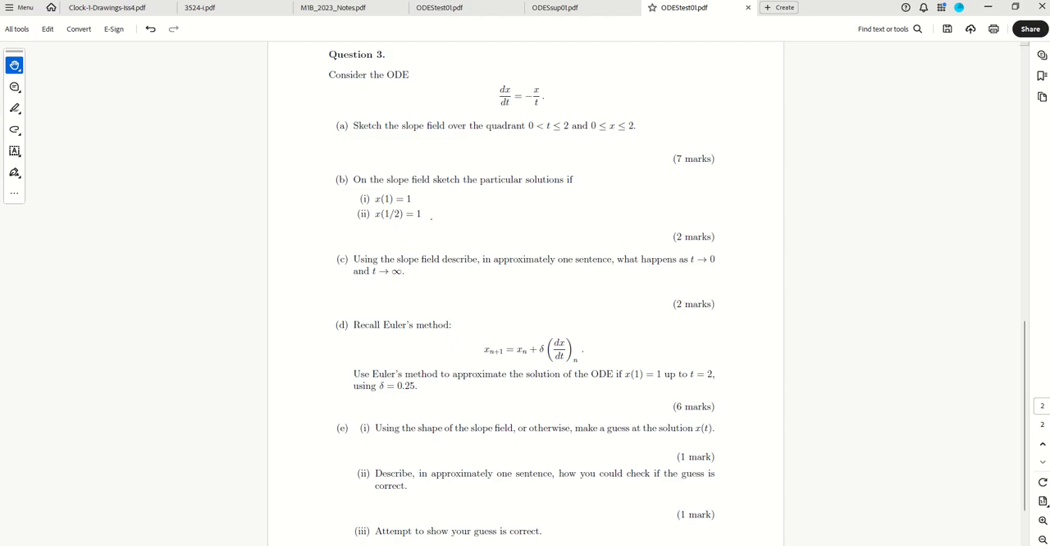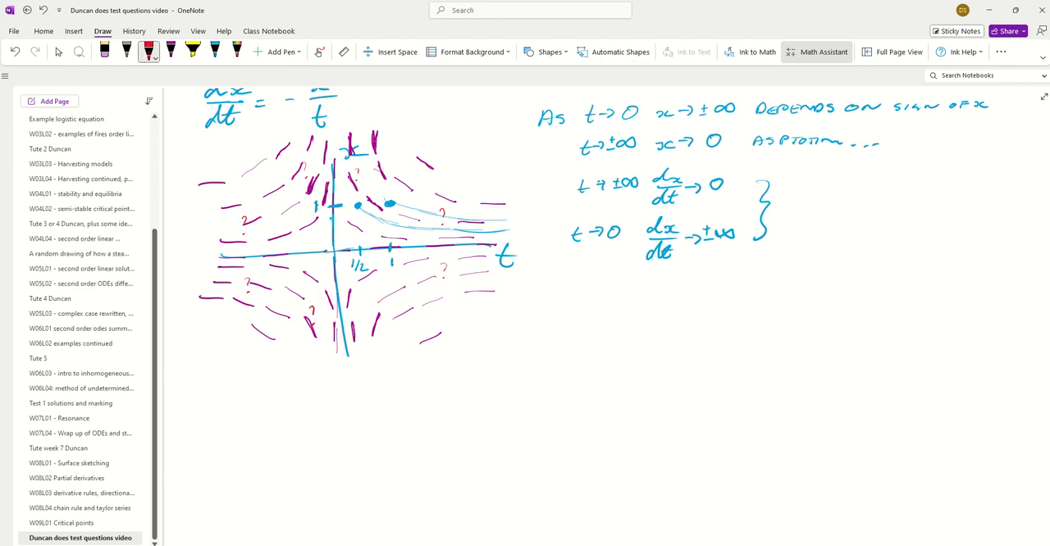Okay, recall Euler's method. Use Euler's method to approximate the solution of the ODE, this one, if x1 equals 1, and I need to go up to time 2 using this delta. Alright, so the first thing I'm going to do, that's the solution I expect to get. So from my slope field, I expect my numbers to be going down, and I expect them to go down rapidly and then slowly go down.